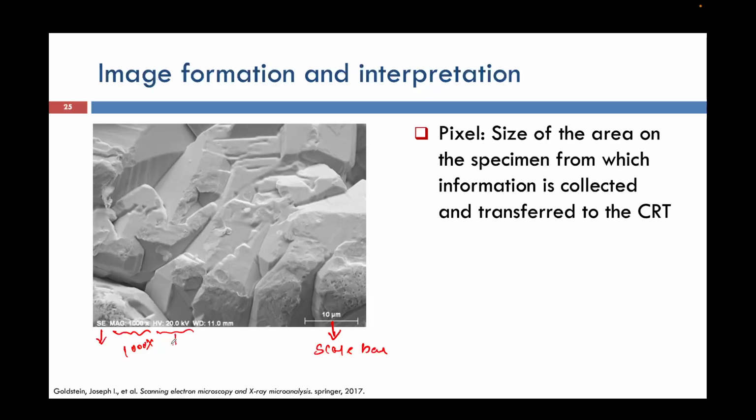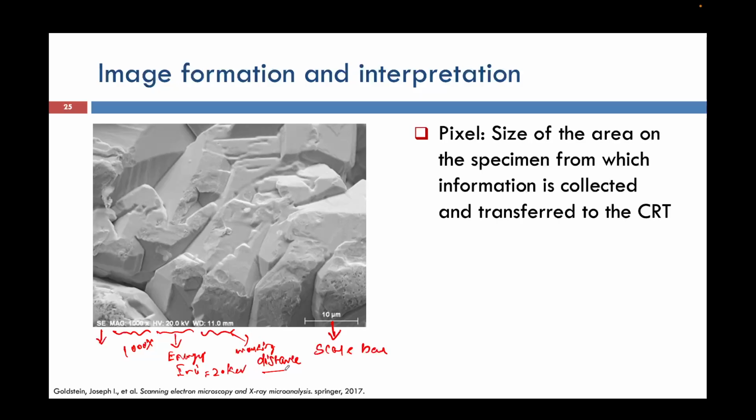HV 20 kV means the energy of the incident beam, the potential is 20, and the energy is 20 kilo electron volt. WD 11 mm is referring to the working distance. So working distance is the distance between your specimen and the final aperture. Okay, so these are the different typical information that you get with an SEM image.